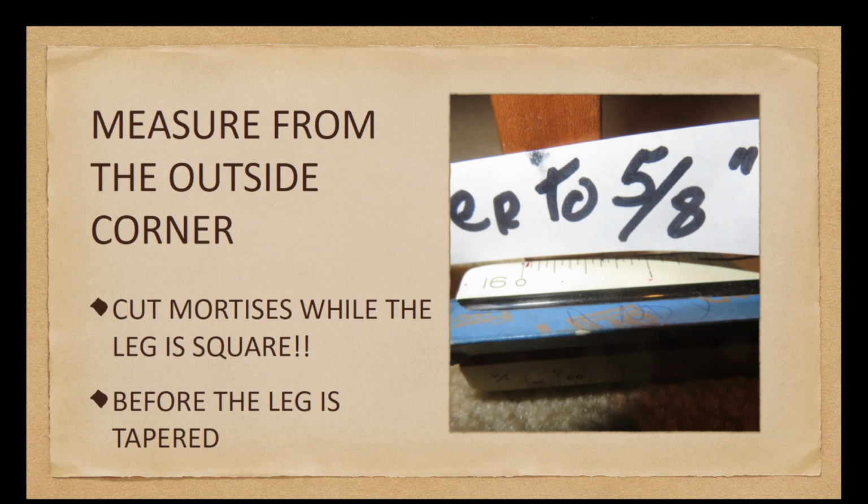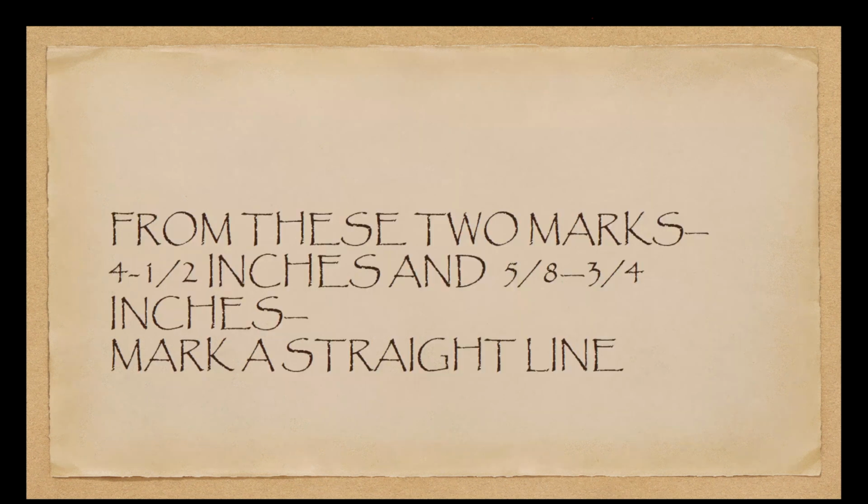Cut the mortises before the leg is tapered. Once you get these two marks, 4.5 inches and about 5/8 to 3/4 of an inch, you mark a straight line between these two marks, and then you cut. There are several ways to cut it. You can cut that with a table saw and a jig, a band saw and a plane, or you can use a jointer, which gets kind of tricky, but certainly that's an option.